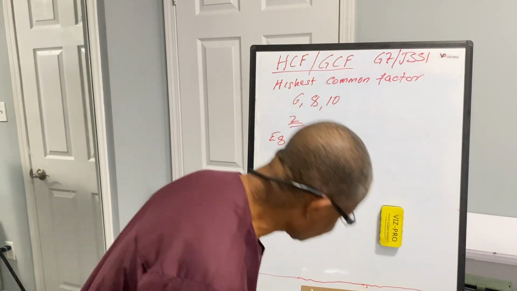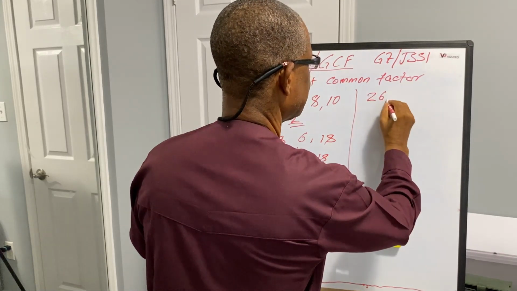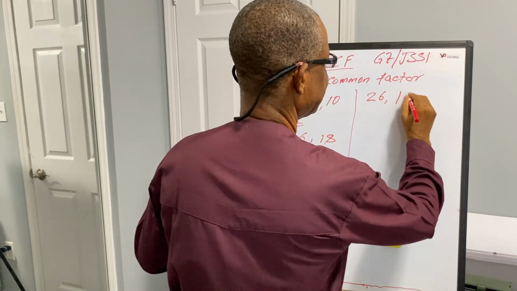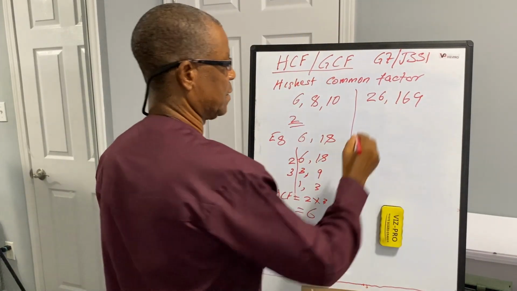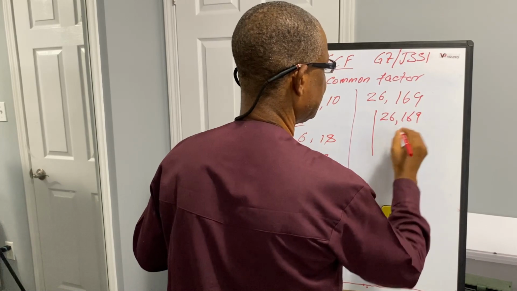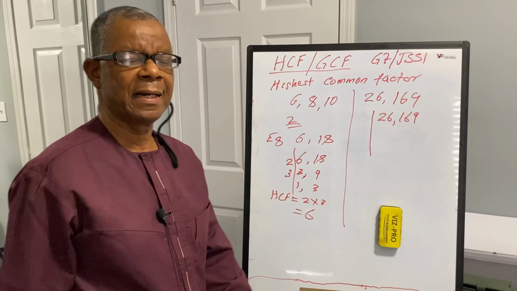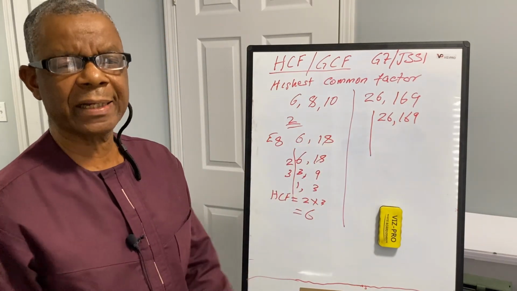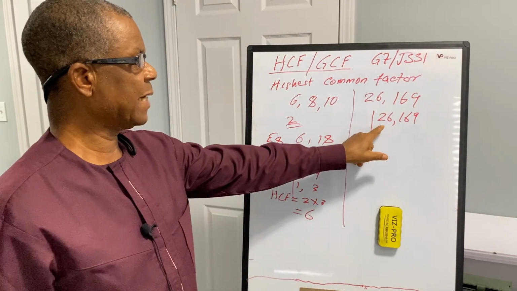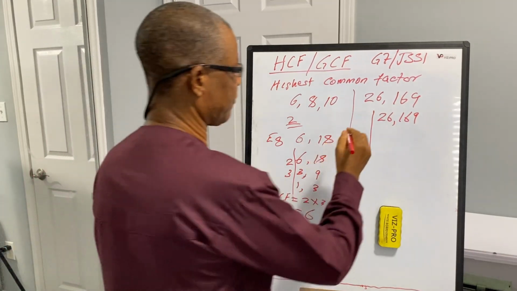Let's have a number like 26. We are expected to find the HCF of 26 and 169. We have our 26, 169. We ask ourselves, what is that number that can divide 26 without a remainder and divide 169 without a remainder? 2 can divide this, but 2 cannot divide this. 3 cannot divide this, and 3 cannot divide this. If you watch very well, you discover that 13 will do that for us.